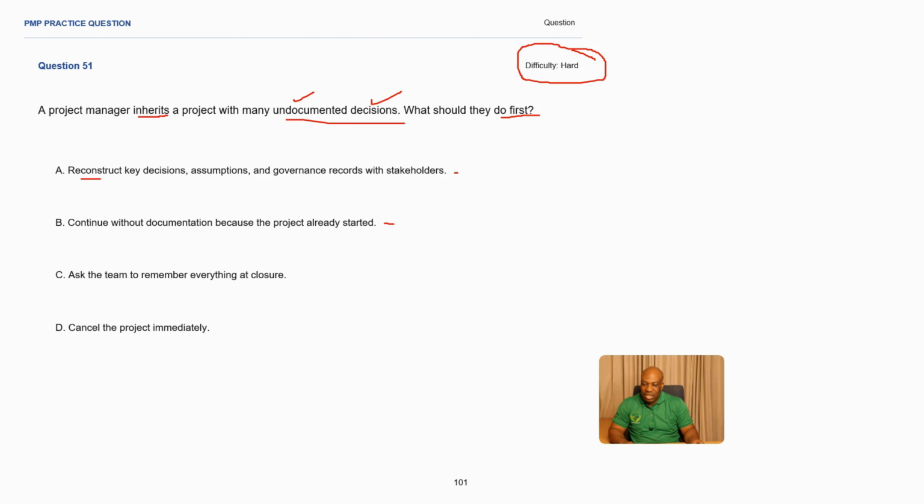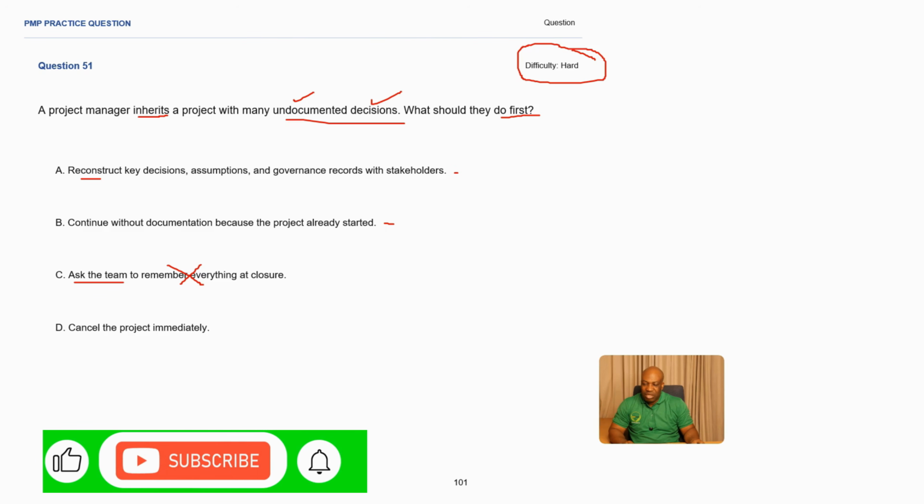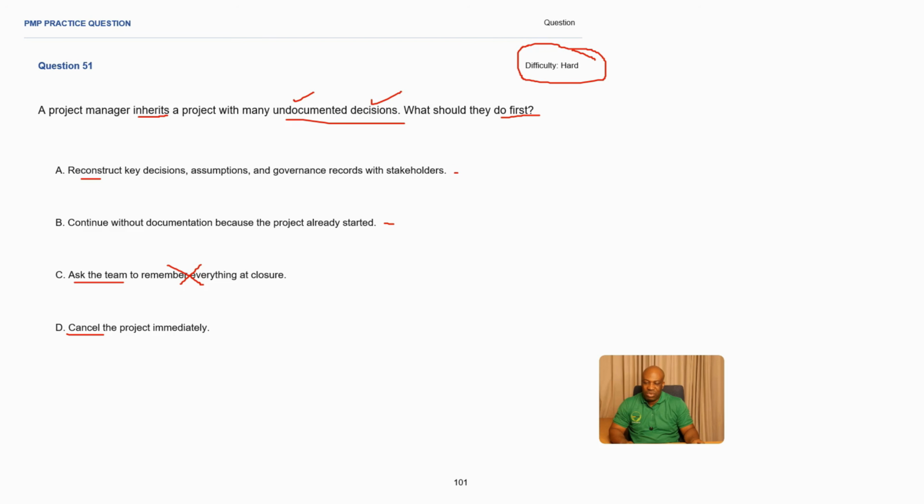This does not resolve the problem. Okay. You have undocumented decisions. If you ask people to remember everything, it does not make sense. All right. Cancel the project immediately. As a project manager, you don't just cancel the project because there are some undocumented decisions. So making this one incorrect. So we now need to eliminate one of these.